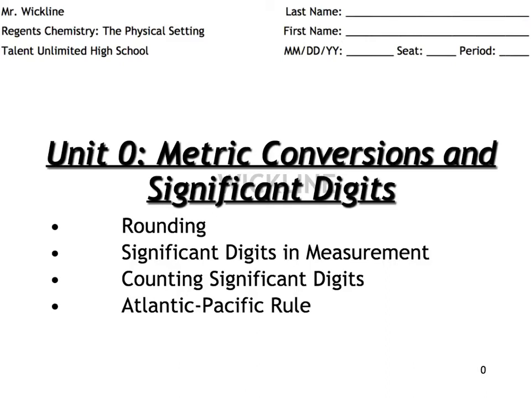Hello all. We're continuing in our unit on metric conversions and significant digits, and we're going to be looking at rounding today. I know you don't think you need a review, but you probably do. We're going to do some significant digits in measurement. I'll also teach you how to count significant digits, and I'll give you a little shortcut. It's called the Atlantic-Pacific rule.